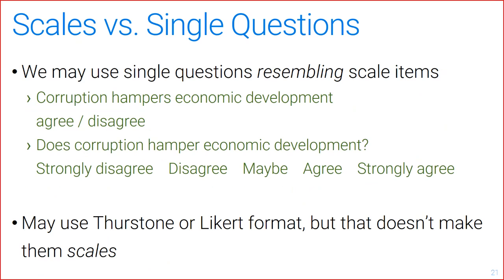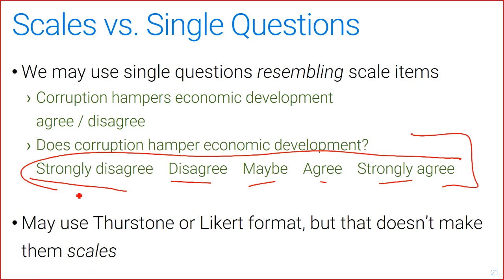And then, by the way, something that we see a lot is that in many surveys, we see questions that resemble a scale item. So for example, does corruption hamper economic development? And then you can answer strongly disagree, etc. A lot of people confound this with Likert scales, but this is not a scale. This is just one single item in which the scale of measurement resembles a Likert scale, but this is not a scale because it's only one item, only one question.